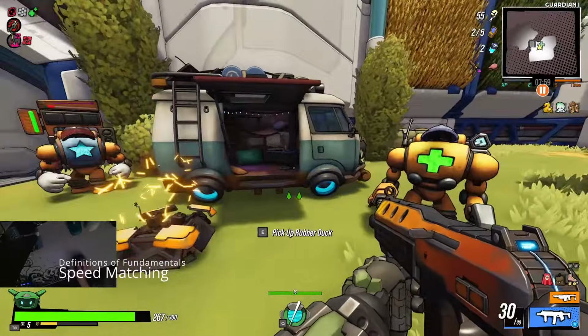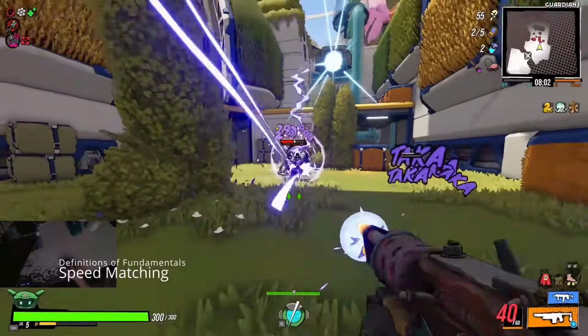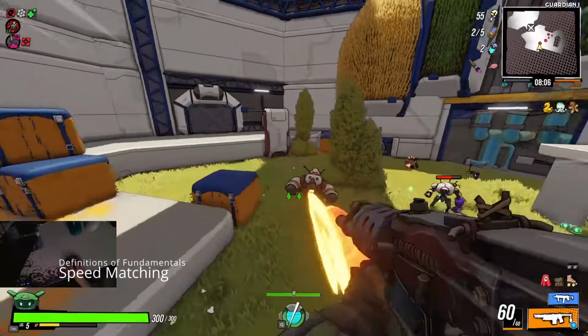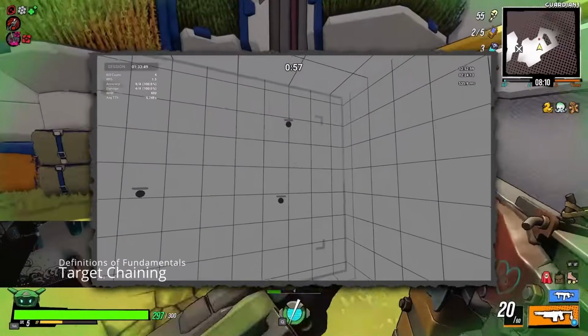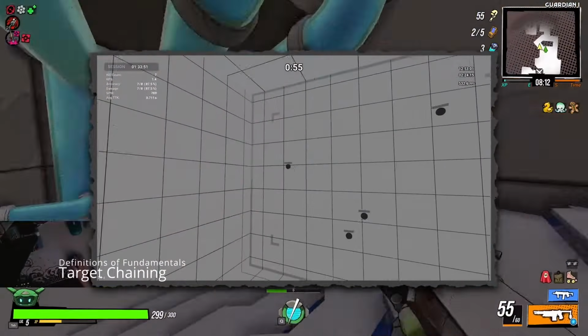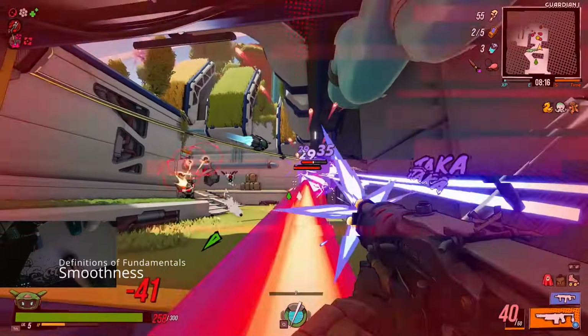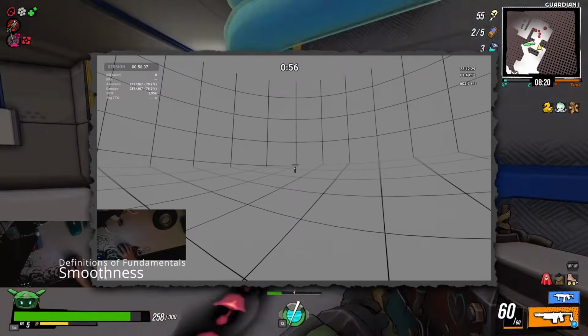Speed matching is matching the speed of your motions to the bot's movement speed. Speed matching often involves learning how to translate 3D aiming movements into 2D mousepad movements. Target chaining is reading two or more bots' motions and repeatedly adding a new bot to those being read as one is killed.